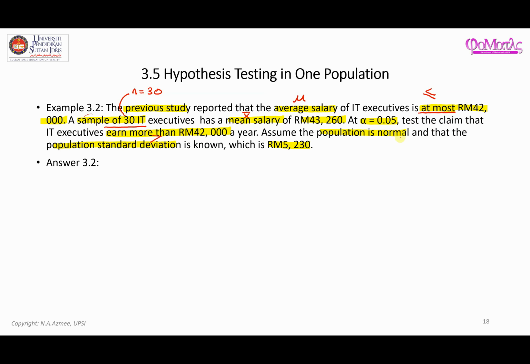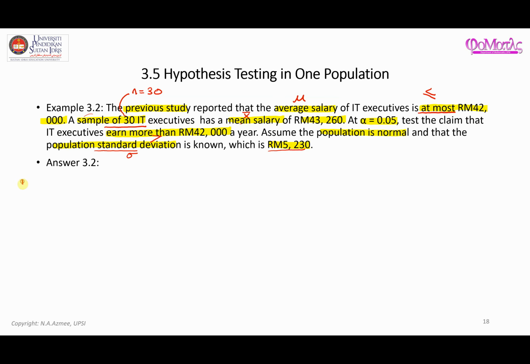So assume the population is normal and that population standard deviation, this is the value of sigma. So sigma is known and the value is 5,230 ringgit. And this sentence indicates that you should be using the formula that uses the standard normal distribution table. Okay, so let's look at the first step. So I'm going to apply the traditional approach.